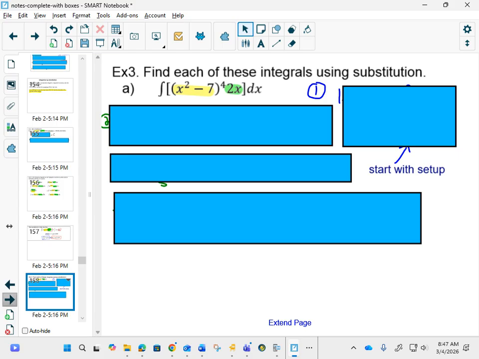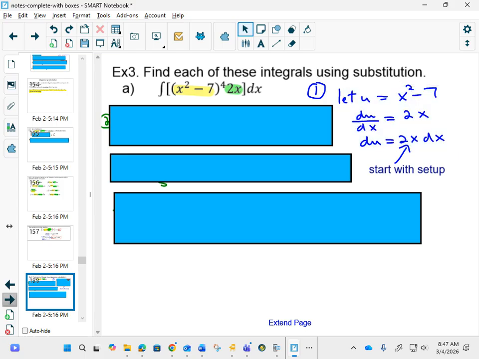So, how do we do this? Some of these you could probably do already, straightforward, but we're going to look at the technique because the technique actually is really nice for working backwards. So our start is you look for that inside function and let u equal that inside function. Find its derivative, du/dx, and then get du by itself to be 2x dx.